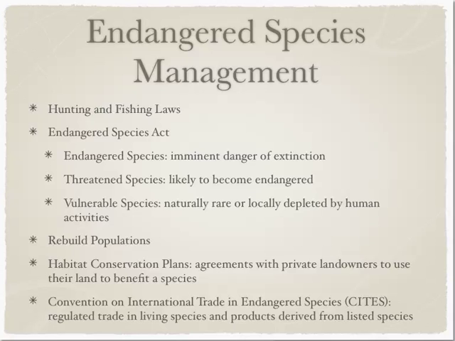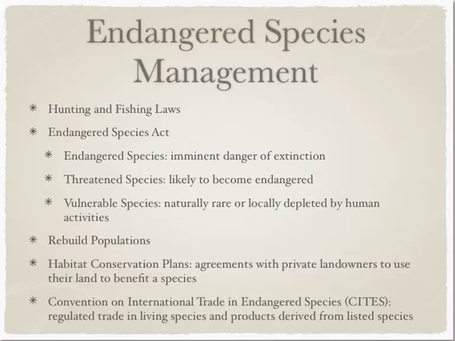Threatened species are likely to become endangered, and vulnerable species are species that we find rare or are locally depleted by human activities. Other ways to manage species endangerment is to rebuild populations. We can do this through habitat conservation plans.